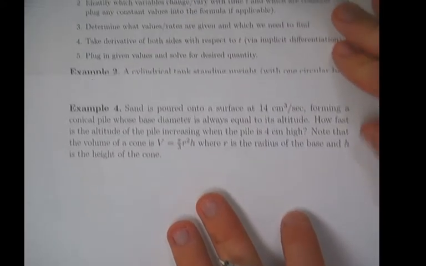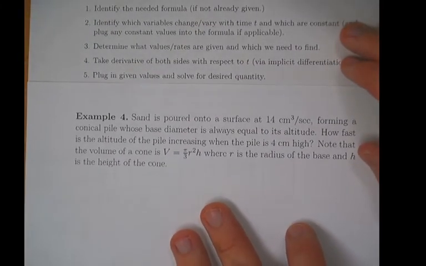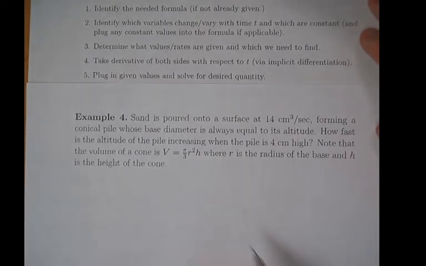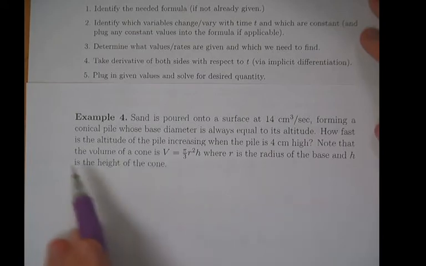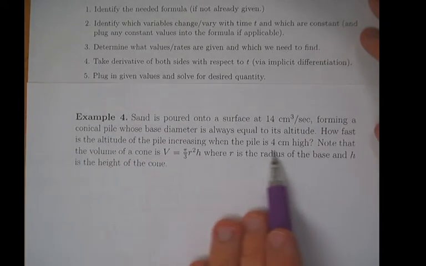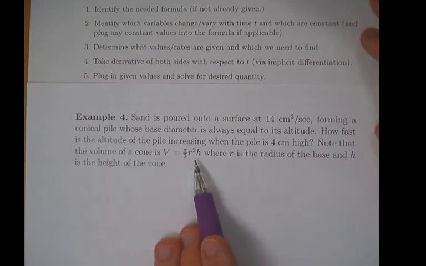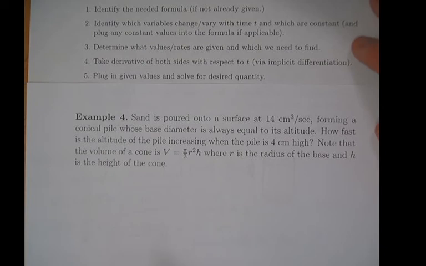So sand is poured onto a surface at 14 cubic centimeters per second, forming a conical pile whose base diameter is always equal to its altitude. So how fast is the altitude of the pile increasing when the pile is 4 centimeters high? So note that the volume of a cone is pi over 3 times r squared h, where r is the radius of the base and h its height.